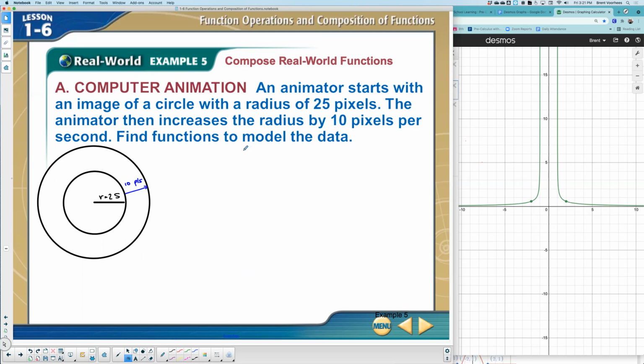Well, my first radius is 25. So my original R is 25. Now for the increasing radius, the next radius increases as 10 pixels per second. So for my second equation here, I'll just call it R2 for now. For the increasing radius, I will go R1 and now R2, the later R. Whatever the value is, it's increasing by 10 per second.